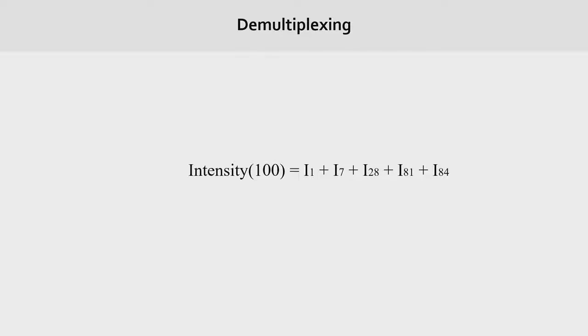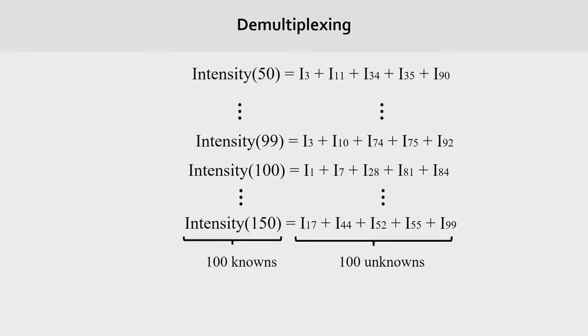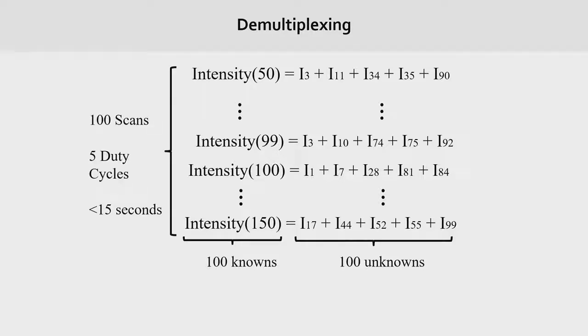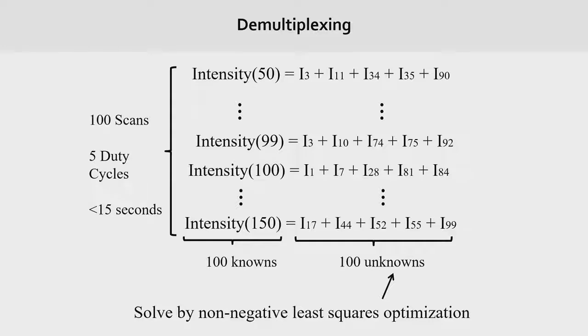For scan number 100, you have the sum of isolation windows 1, 7, 28, 81, and 84. You can't solve this equation, obviously, because you don't have enough information. But if you go enough scans forward and enough scans back, you get to the point where you have 100 knowns and 100 unknowns, and you can use a regression strategy to solve for the intensity of all the individual components. Now, this is a lot of math and a bit of hand waving, but I'll show you that this actually works really well. This takes about 15 seconds, so about half of a chromatographic peak width of information.